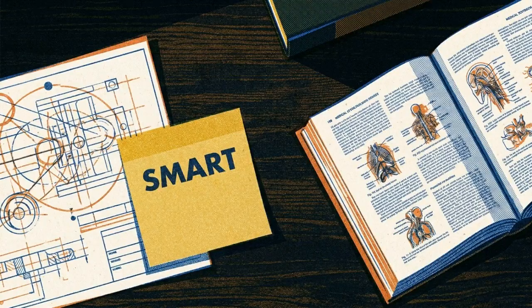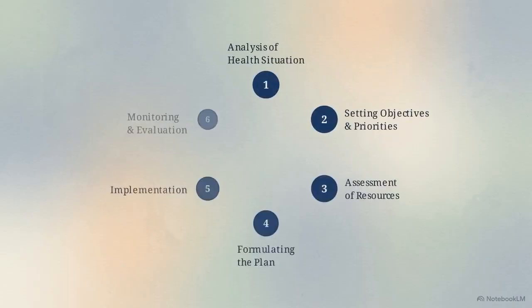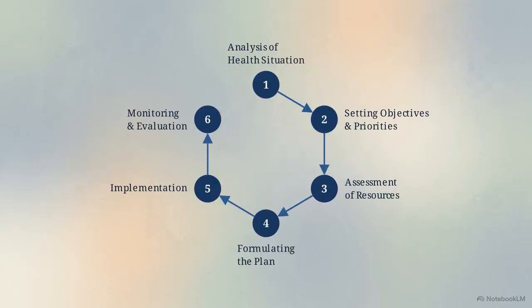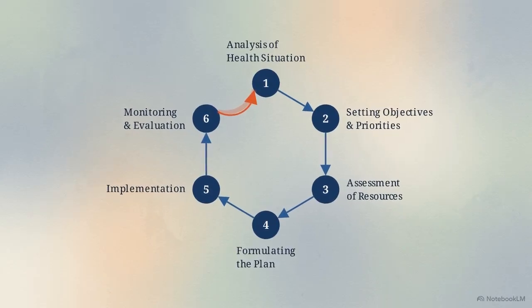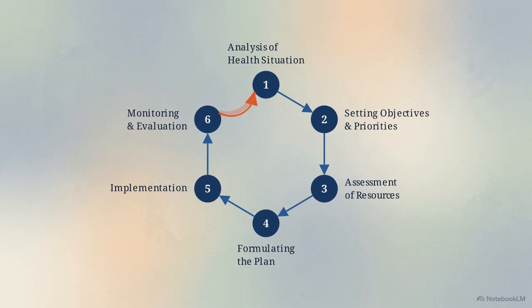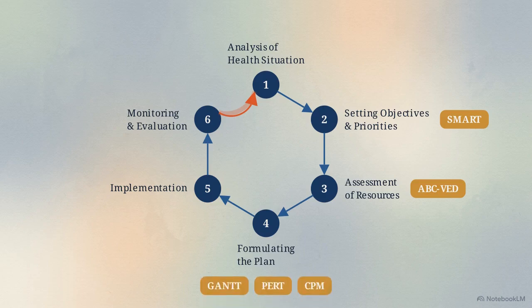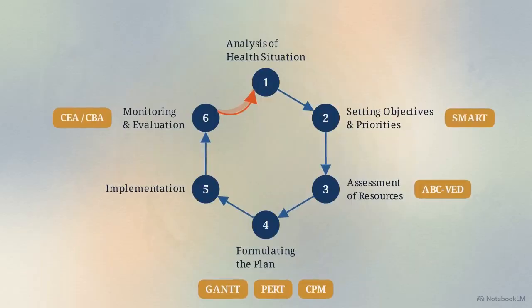When studying these frameworks for an exam, they often appear as disconnected theories. They are not. This flowchart represents a unified system architecture. Every tool we discussed executes a specific node. SMART criteria map to setting objectives. ABC VED maps to assessment of resources. Gantt, PERT, and CPM provide the framework for formulating the plan. Finally, cost-effectiveness analysis executes monitoring and evaluation.